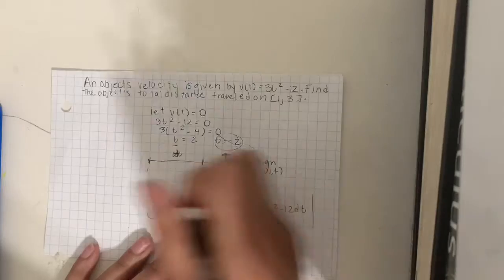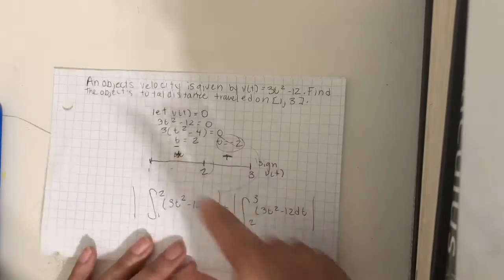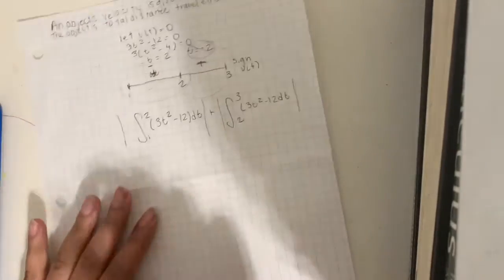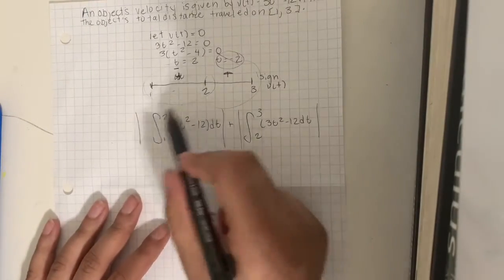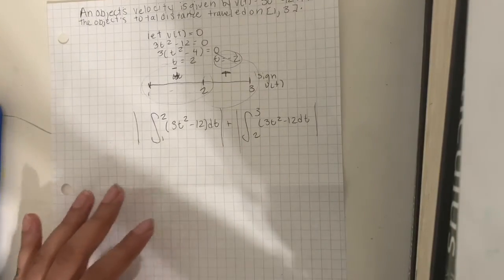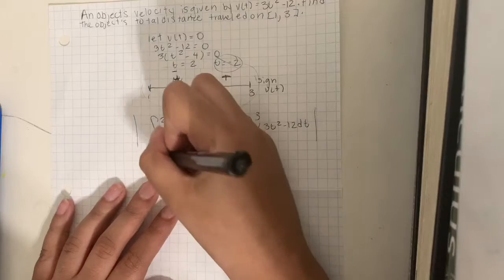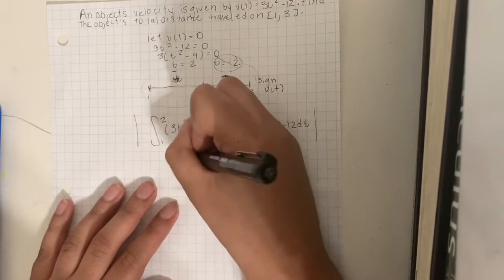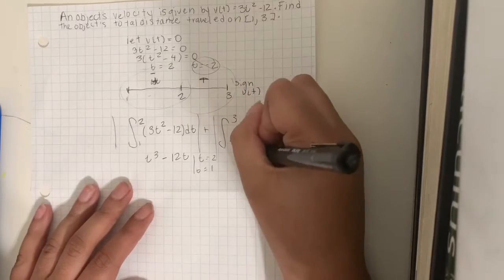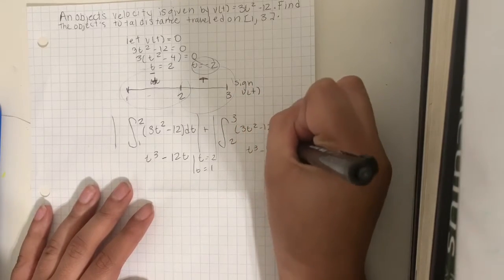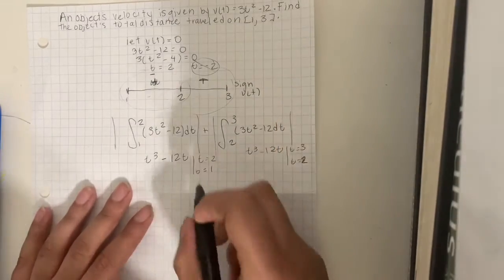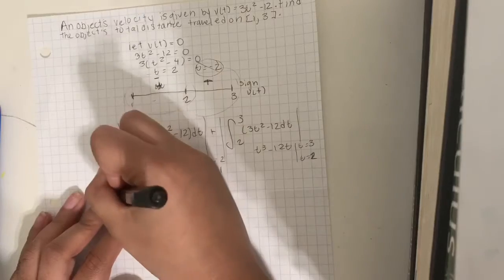And we're going to put absolute value signs around this. This is because, as we said, this was negative, so we need to make this positive before we can add these two together. So we're just going to do the normal thing you would do. Then we'll find our antiderivative.